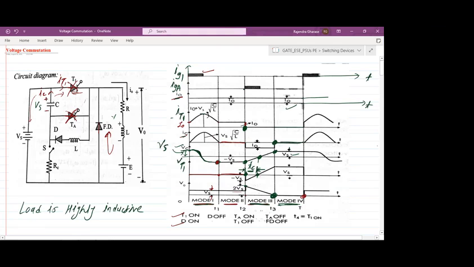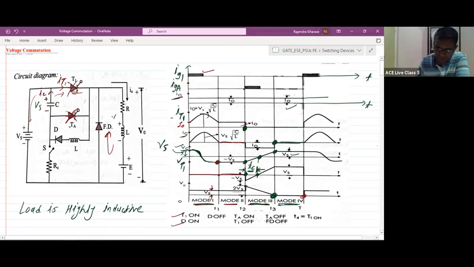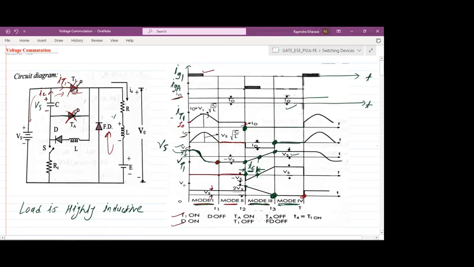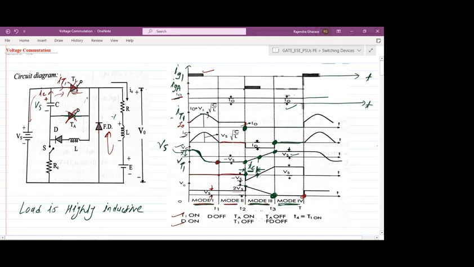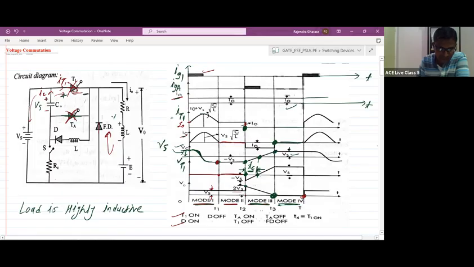Okay, you can apply KVL here. During mode 3, what happens? This is in the on state. If this is in an on state, you can apply KVL to this loop. So it is plus here, minus here. The VC polarity is plus here, minus here. We considered this for positive VC. For positive VC, the polarity is plus here, minus here.